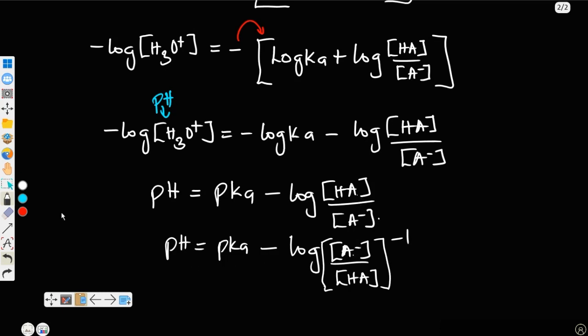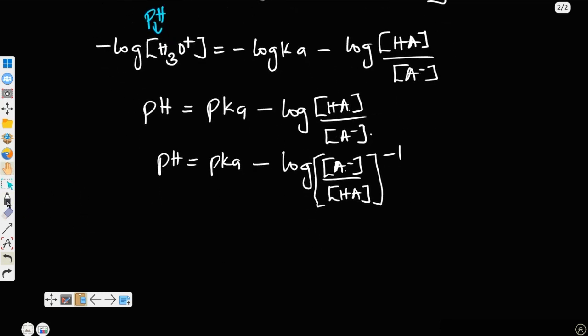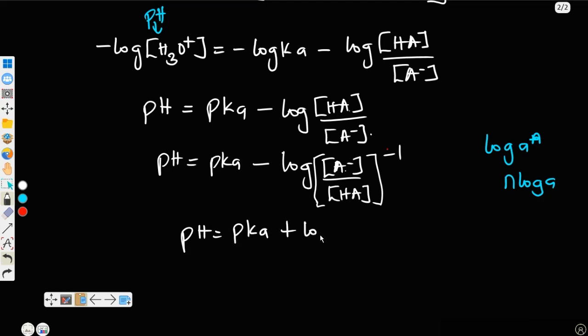Is that okay? So at the end of the day, according to the law of logarithm, if you're also good in mathematics, if you have log a raised to the power of n, you bring the n backward, so this becomes n log a. So this is log of this raised to the power of minus 1. The law says bring this backward, so that at the end of the day, pH will be what? pKa plus log, final answer, A minus all over HA.